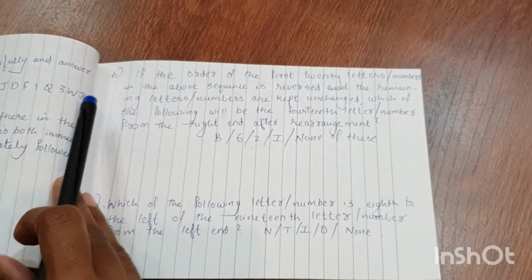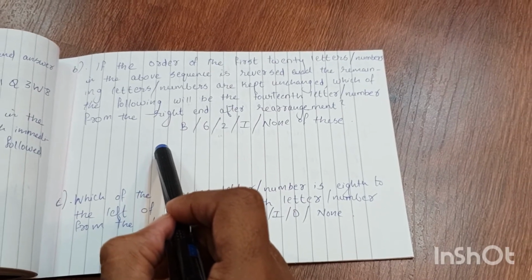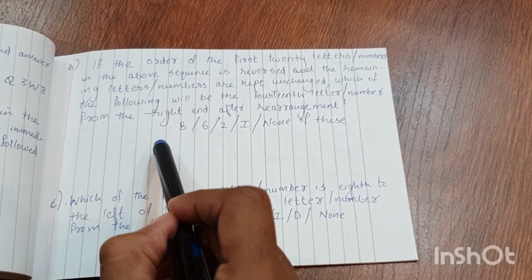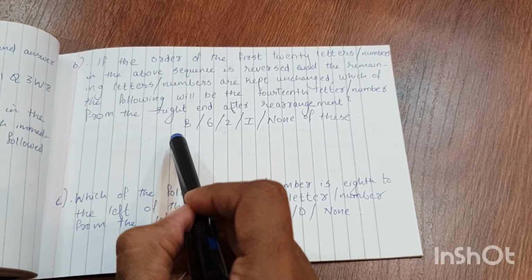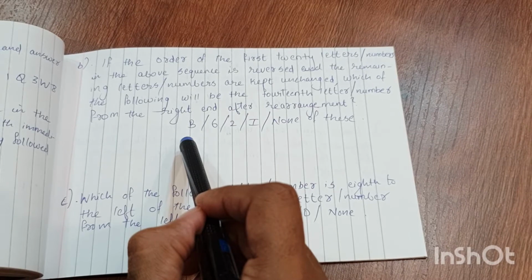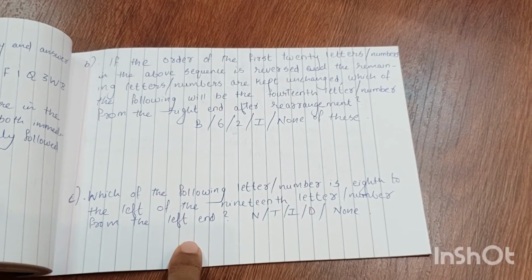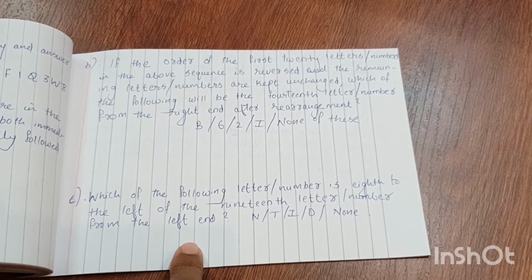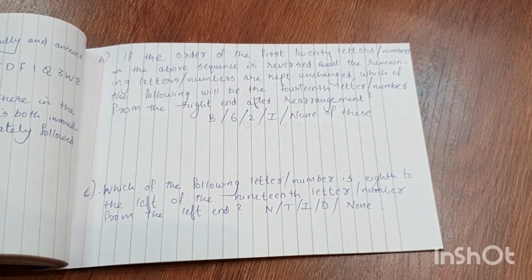Second question, if the order of the first 20 letters or numbers in the above sequence is reversed and the remaining letters or numbers are kept unchanged, which of the following will be the 14th letter or number from the right end after rearrangement? Third question, which of the following letter or number is 8th to the left of the 19th letter or number from the left end?